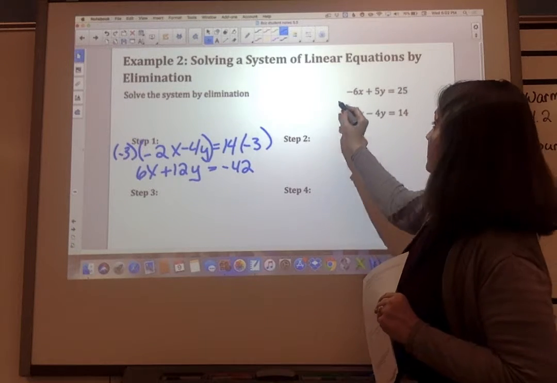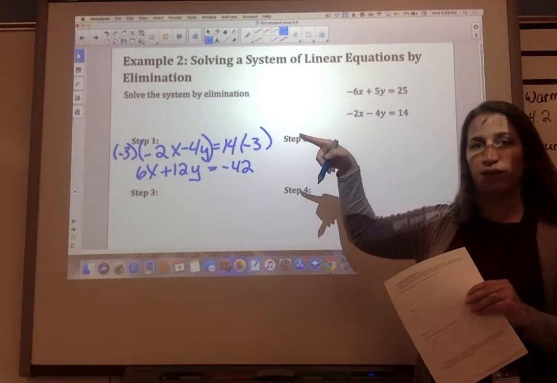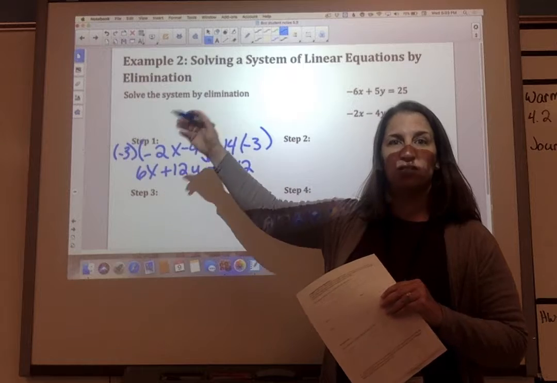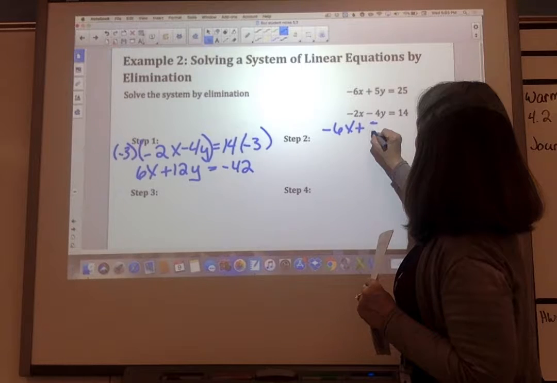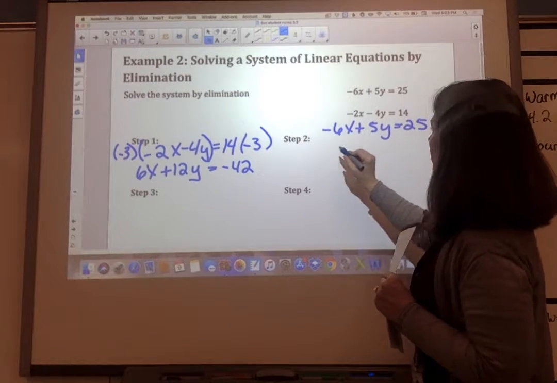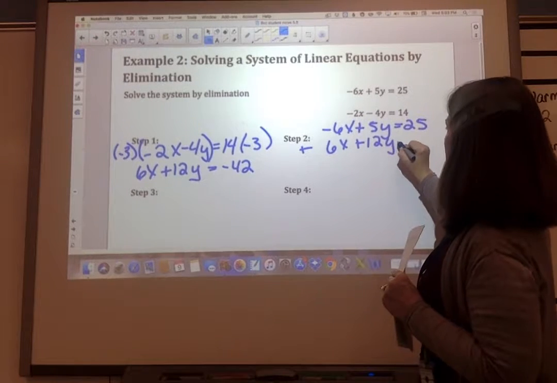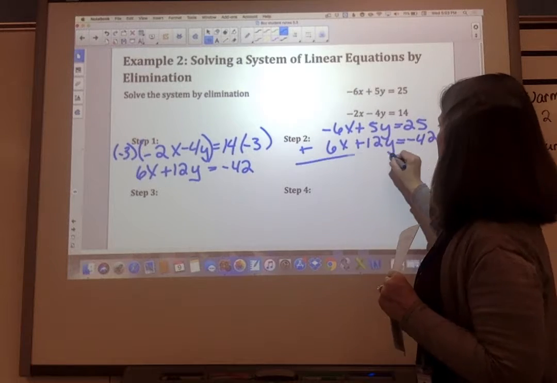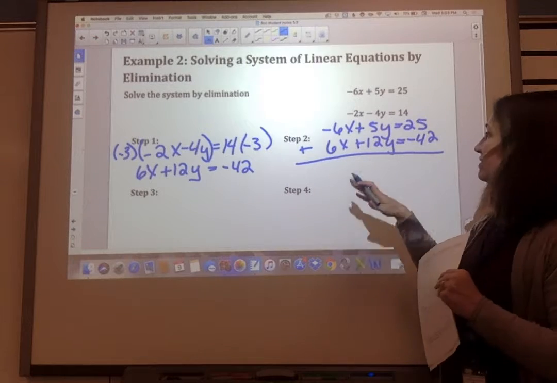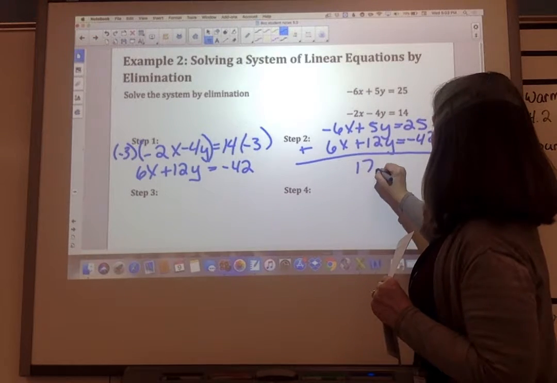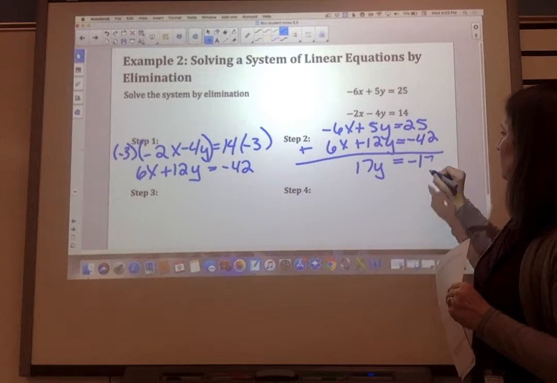So step 2 is I'm going to take this equation that has a negative 6 as the coefficient of x, and I'm going to add it to this equation to try to eliminate my x terms. So I'm going to take negative 6x plus 5y equals 25, and I'm going to add that to 6x plus 12y equals negative 42. Negative 6x plus 6x is 0, so I've eliminated my x's. 5y plus 12y is 17y equals 25 plus negative 42 is negative 17.